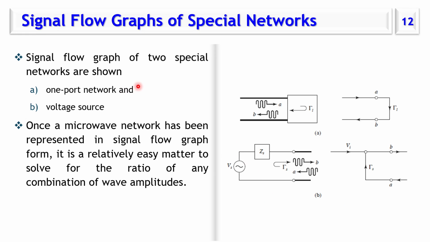And there are some special networks like termination and source. The source is implemented this way. Here those points are the same, but we split them to make it clearer. Here we have a reflection at the load, gamma L. Here we have a reflection at the source, gamma S. So this represents a source node, and this represents a termination node.